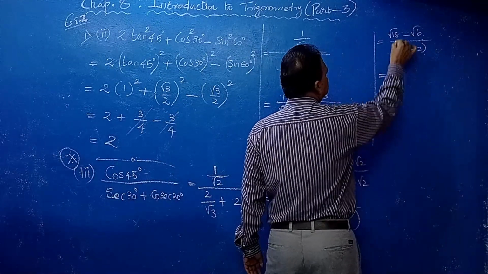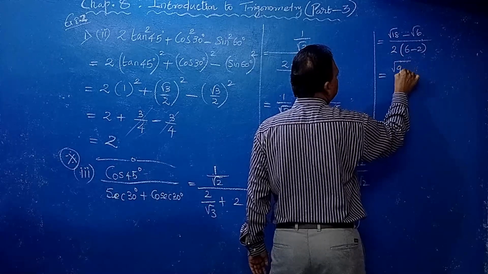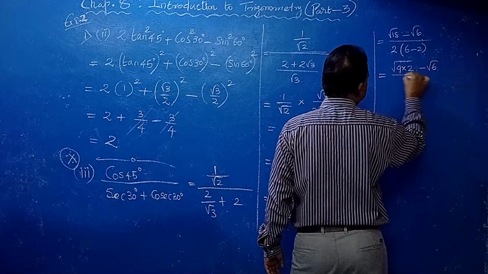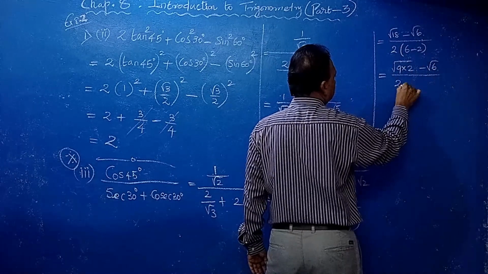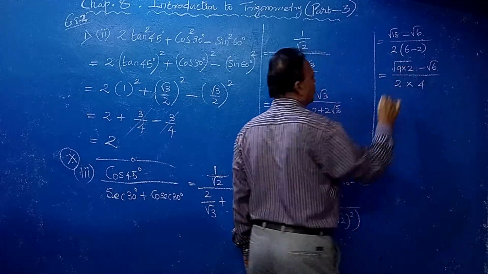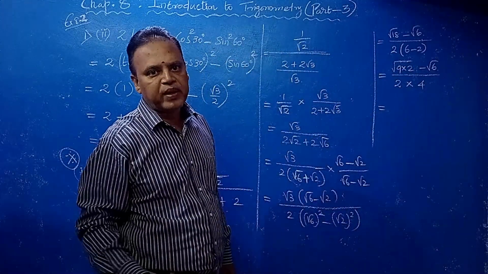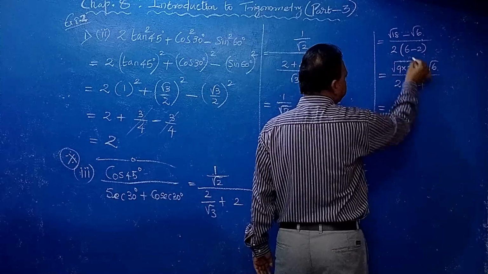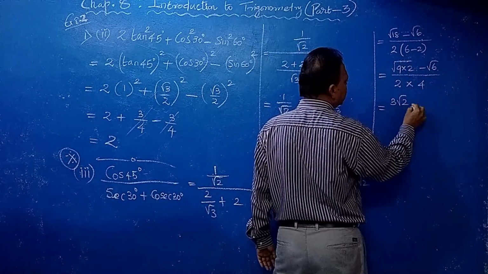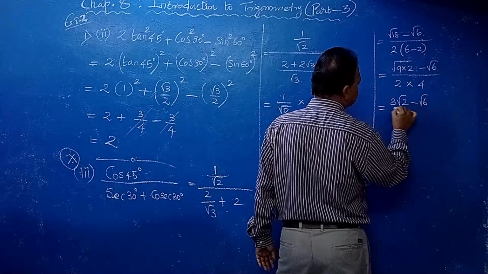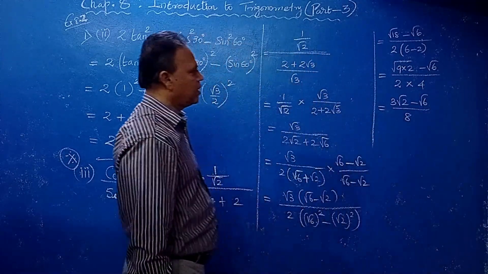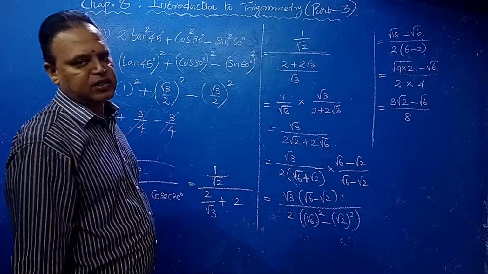This is nothing but root of 9 into 2, minus root 6, keep as it is. So here 2 into 4. Root 9 you know is 3, so 3 root 2 you can write. Root 2 you cannot simplify further, keep as it is, minus root 6 by 8. So 3 root 2 minus root 6 by 8. This is the correct answer.